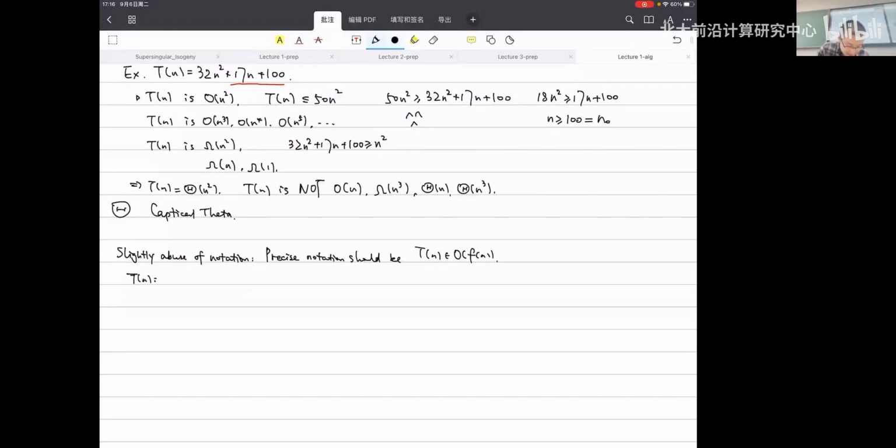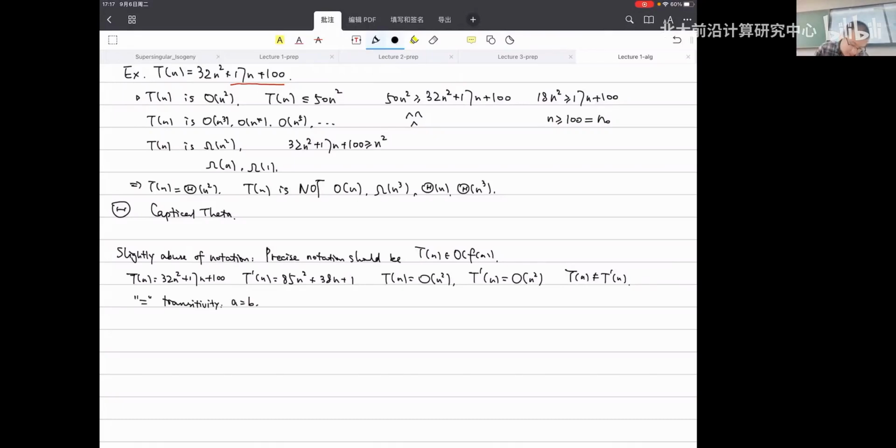So for instance, maybe T(n) is this one, and let's consider some T prime(n), maybe something random here, whatever. In this case, T(n) equals O(n squared), and T prime(n) also equals O(n squared). But of course T(n) does not equal T prime(n). So this is why we say this is a slight abuse of notation. From a mathematical perspective, the equal sign should have transitivity.